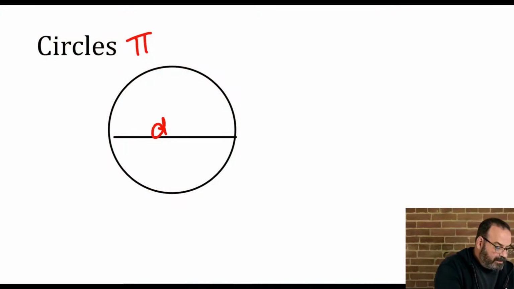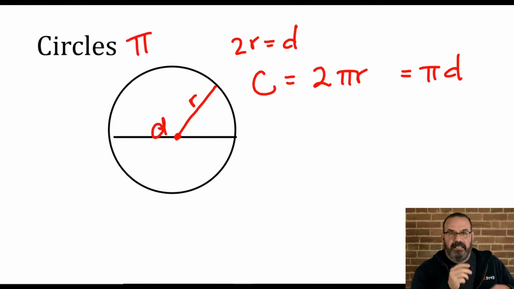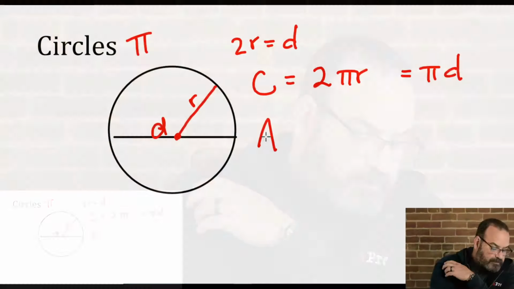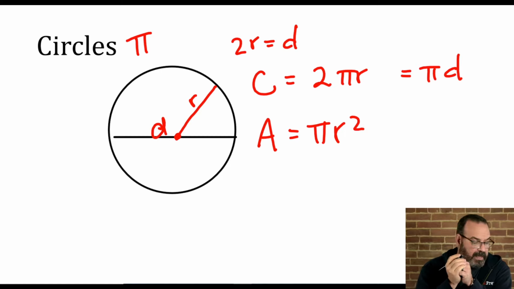Well, absolutely, everybody knows that a circle cut in half forms a diameter. And the diameter cut in half forms a radius. So 2 radiuses equal 1 diameter. The circumference of a circle is equal to 2 pi r, or pi times the diameter. Pi is equal to the ratio of the circumference to the diameter. That's worth restating. The area is pi r squared.